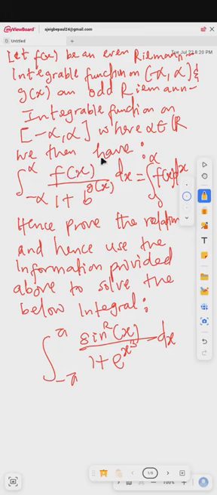So then we have the integral from negative alpha to positive alpha of f of x over 1 plus b raised to the power of g of x dx equals the integral from 0 to alpha of f of x dx. Then prove that relation, and also use the information provided above to solve the below integral, which is the integral from negative pi to positive pi of sin squared x over 1 plus e raised to the power of x cubed.